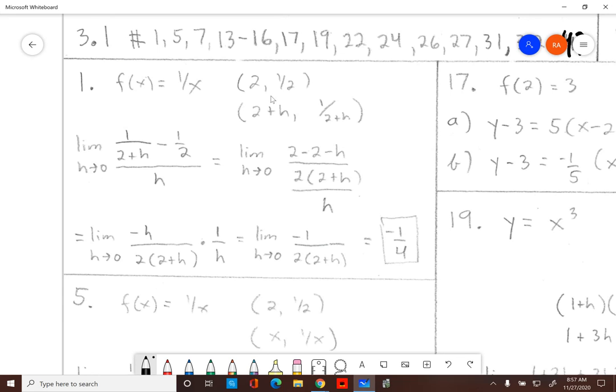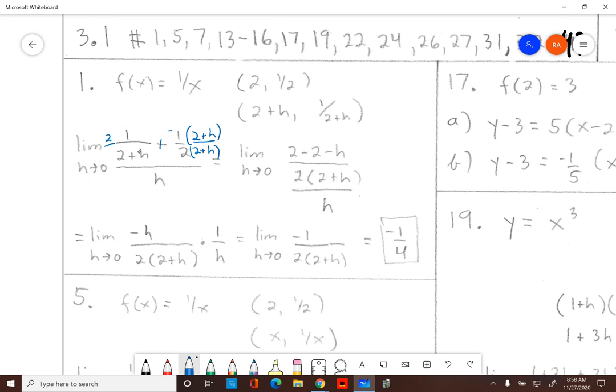So I'm going to plug 2 into this equation, and I get 1/2. I plug in 2 plus h into this equation, and I get 1 over 2 plus h. And then I'm still doing y2 minus y1 over x2 minus x1, and I'm going to take the limit as h approaches 0. So I need a common denominator here, so I need to multiply this by 2 plus h over 2 plus h, like that. And again, what I like to do is do plus and -1 to make sure I distribute that negative across the entire thing.